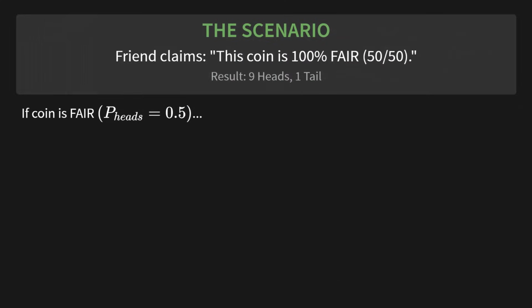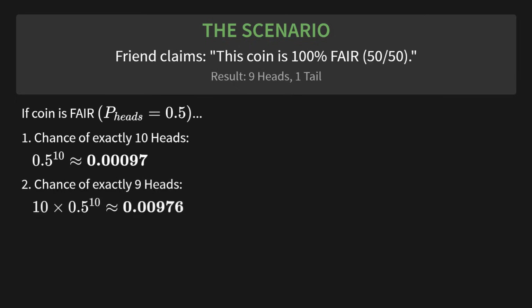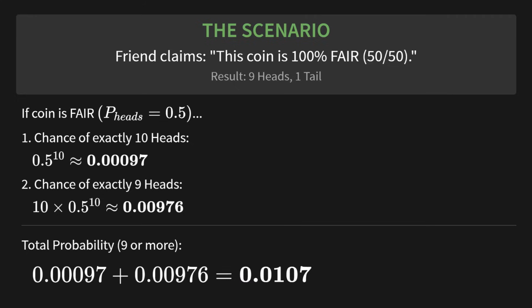Again, the scenario. Your friend claims the coin is fair, but you got 9 heads and 1 tail. If the coin is truly fair, meaning the probability of heads is 0.5, what are the odds? First, what's the chance of getting exactly 10 heads? That's just 0.5 to the 10th power, which is about 0.00097. Tiny. Okay, what about the chance of getting exactly 9 heads? Well, that's 10 times 0.5 to the 10th power, which comes out to about 0.00976. So the total probability of getting 9 heads or more is just the sum of those two.